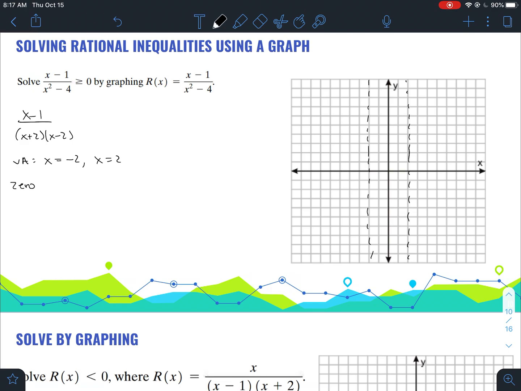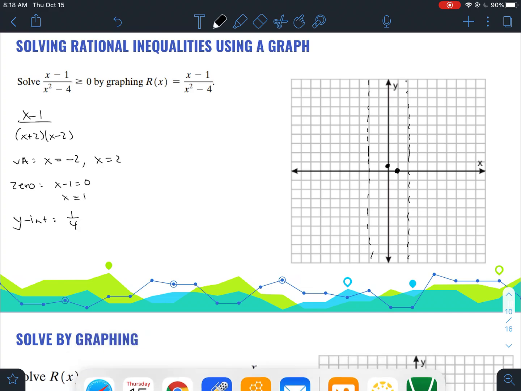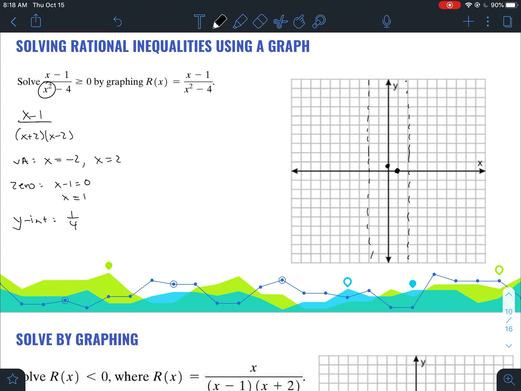I have a 0 or an x-intercept when x minus 1 equals 0. So it's going to cross the x-axis at 1. And then the y-intercept, if I plug in zeros for each of my x's, I get 1/4 as my y-intercept. And then I kind of want to know what's happening on this graph. Well, the denominator wins, so I have a horizontal asymptote at y equals 0. And that's just end behavior, so that's telling me what the ends of my graph are doing.